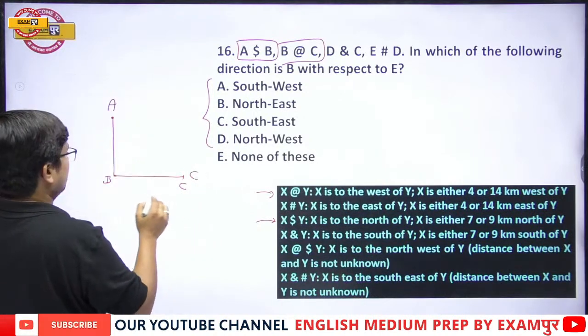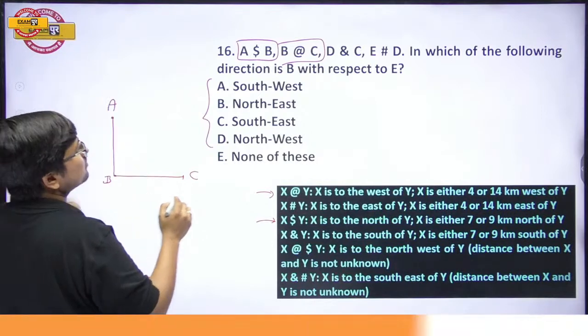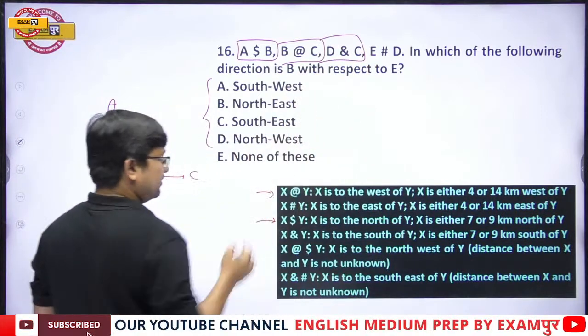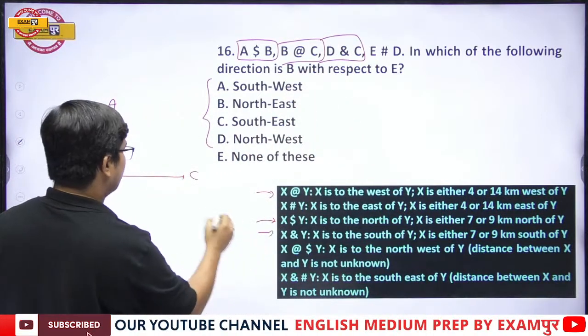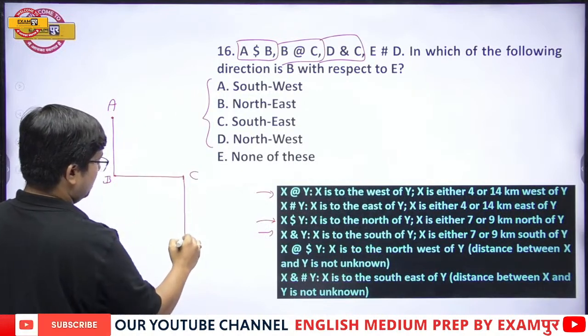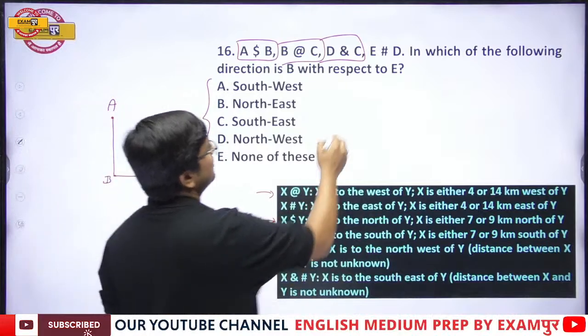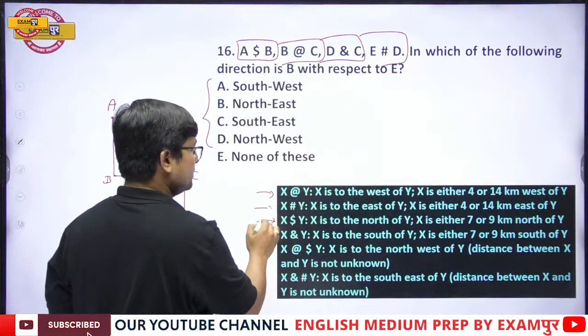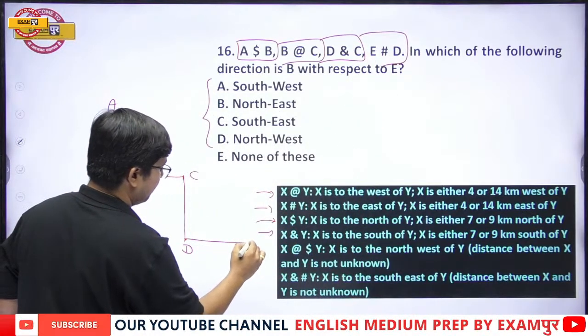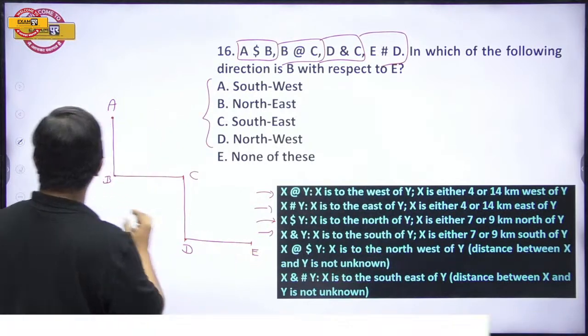And now, my dear students, D and C means D is south of C. And then E has D means E is east of D.